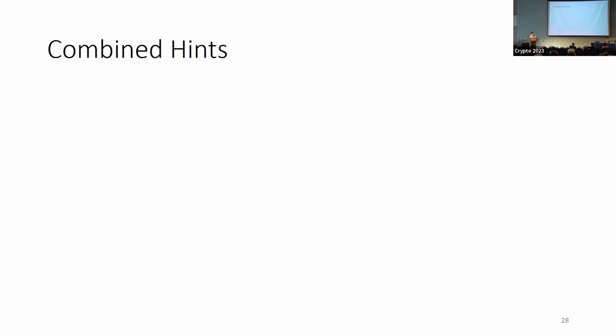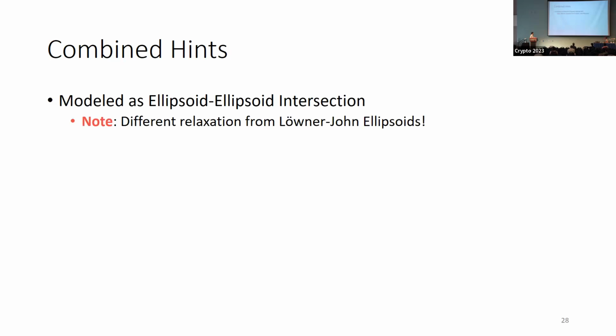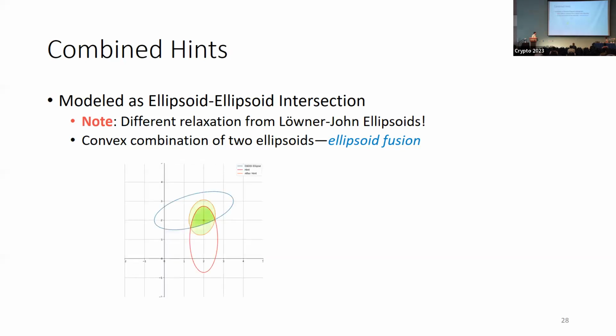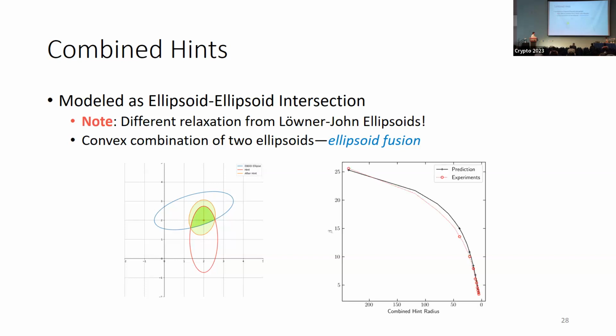And finally, when we're talking about combined hints, these are modeled as ellipsoid intersections. They're a bit different of a relaxation than these Löwner-John ellipsoids. They come from a technique known as ellipsoid fusion. It's some other notion of an optimal relaxation of constraint methods from control theory. And so you end up constructing such an ellipsoid that circumscribes the region of intersection of two ellipsoids. And as you would expect, as the radius of this second ellipsoid that you're intersecting with your first decreases, the hardness also will.